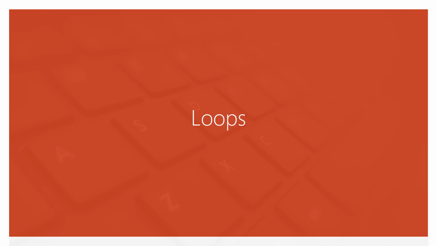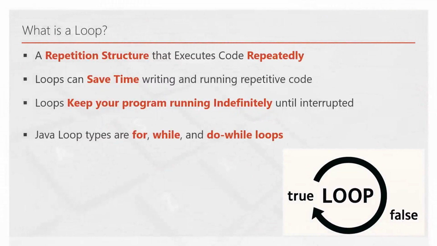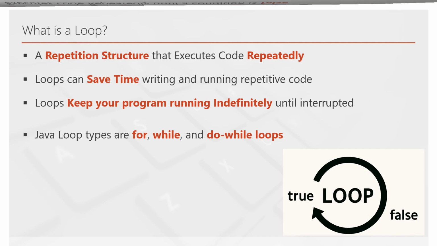Our next topic is loops. For our objectives, we will understand loops, use the break statement, and use the continue statement. A loop is a repetition structure that executes your code repeatedly. Loops are used because they can save time when writing and running repetitive code. Loops also keep your program running indefinitely until it is interrupted. The Java loop types are for, while, and do-while loops.